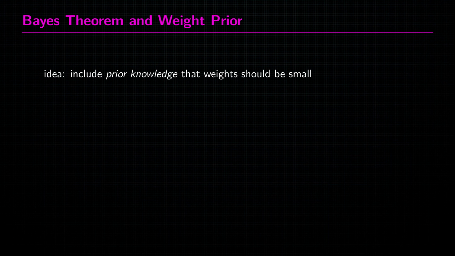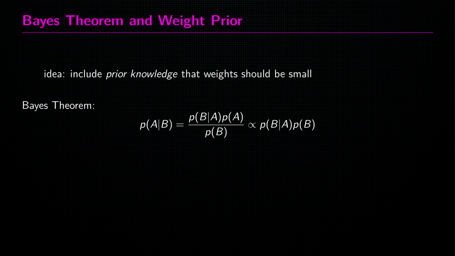When you hear about priors in probability theory, a very famous theorem should come into your mind, the Bayesian theorem. It allows us to formulate conditional probabilities. In this case, we have the probability of A given B, which is the same as the probability of B given A, times the probability of A and divided by the probability of B.